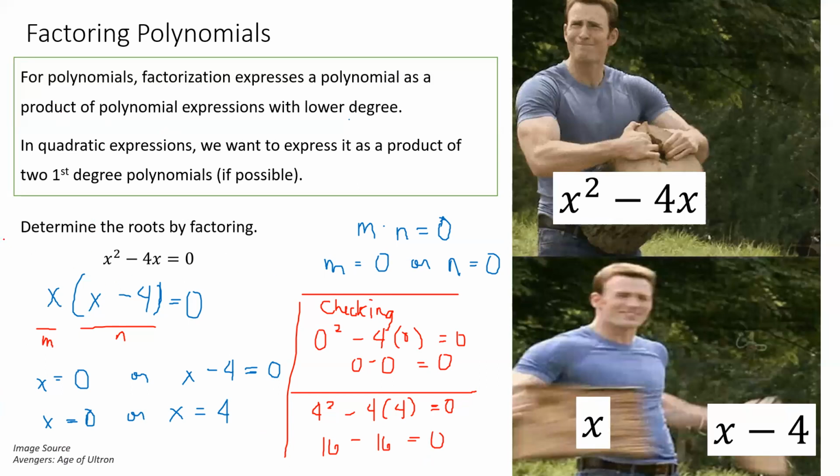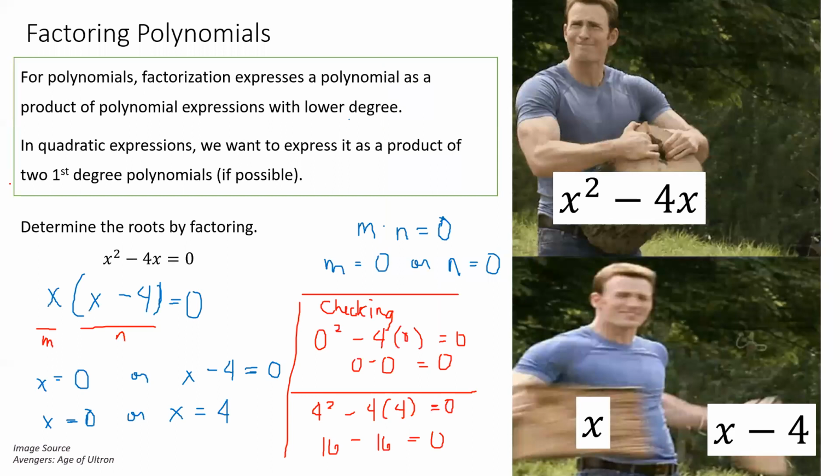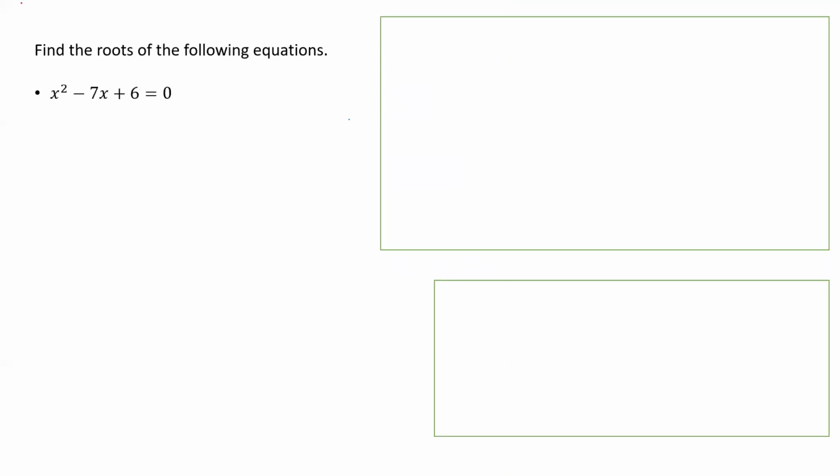So these are the two roots, or zeros, or solutions of this specific quadratic equation. Okay, let's try another one: x squared minus 7x plus 6 is equal to 0. Now, unlike the previous slide, where we could easily factor out x since both terms have x, here only the first two terms have x. So what can we do if this is the case?